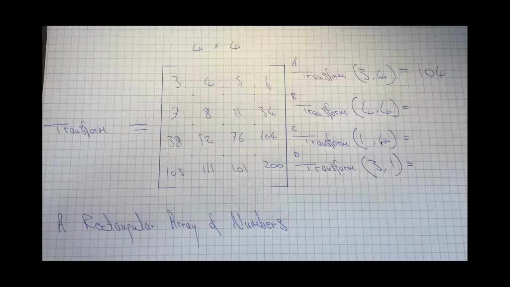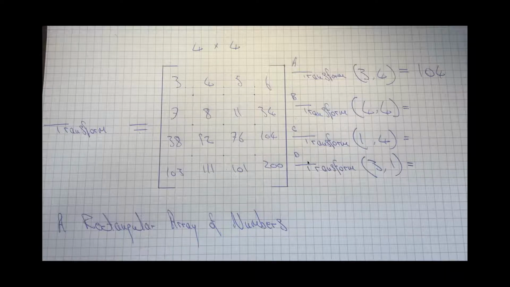Hopefully you've paused the video and worked it out. Now let's do it together. Transform 1, 4 just means in the transform matrix, in row 1, column number 4. So row 1, and column 1, 2, 3, 4, and so the value of transform 1, 4 is going to be 6.